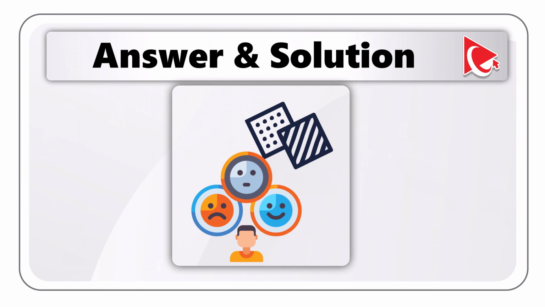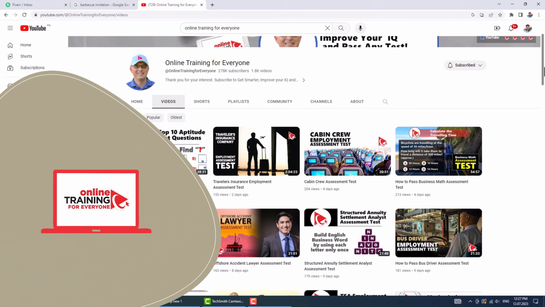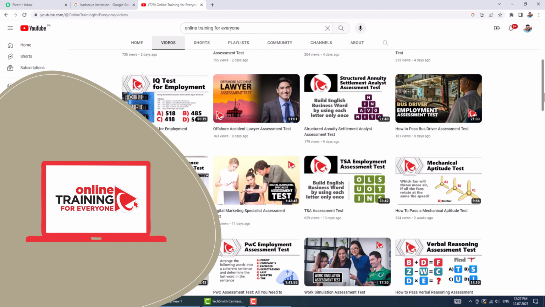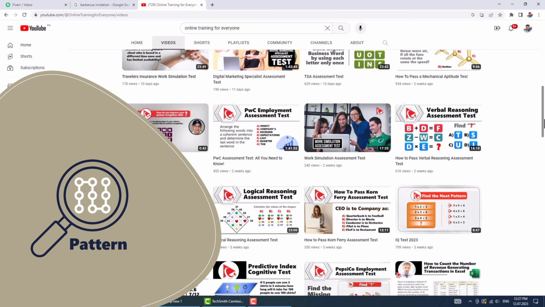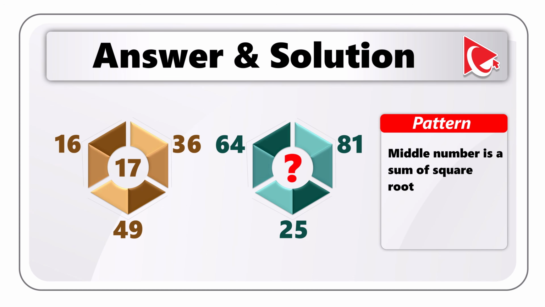Finding the pattern is the key to solving this challenge, and I'm pretty sure, as a subscriber or a future subscriber to this channel, you know this already. And the pattern here is unusual but very interesting. The middle number is calculated as a sum of square roots of surrounding numbers.